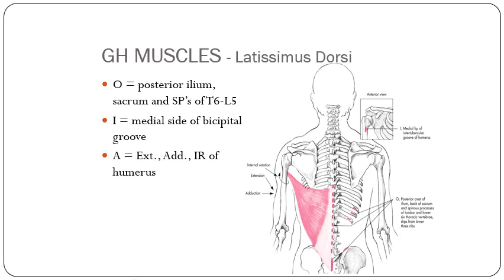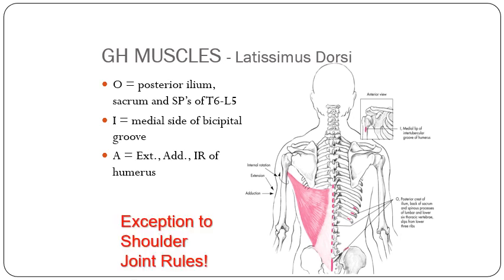And its action is extension and adduction of the humerus along with internal rotation. And what do we have again? We have the other exception to the shoulder joint rules because it does not have an origin at all on the scapula or the clavicle. Its origin is all on the axial spine and also on the ilium, the pelvis as well.